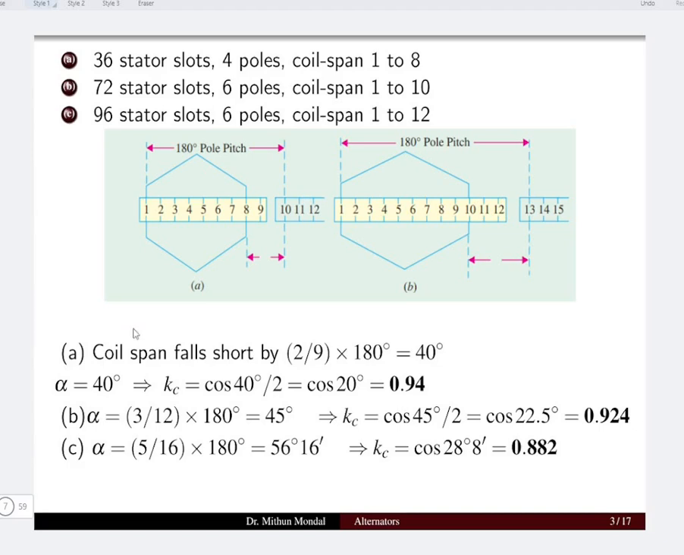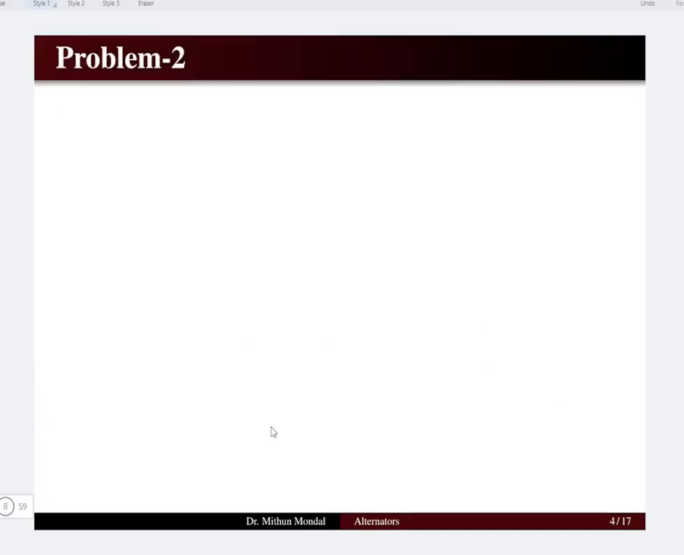Third case, where the spanning is from 1 to 12. In that case, we have a total shortening of 5 divided by the total slots, that is 16, into 180 degree. We get the angle 56.16, and hence the pitch factor is 0.882. In all the cases, we can see that the coil span factor Kc is less than 1. Let us move to problem number 2.